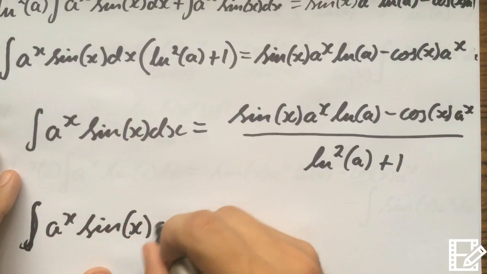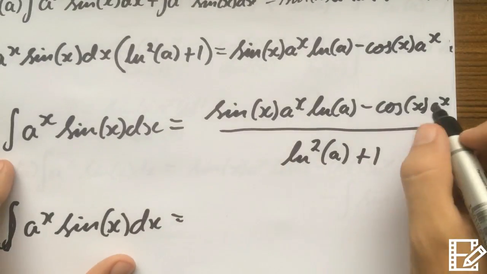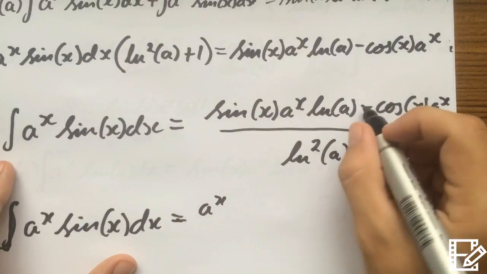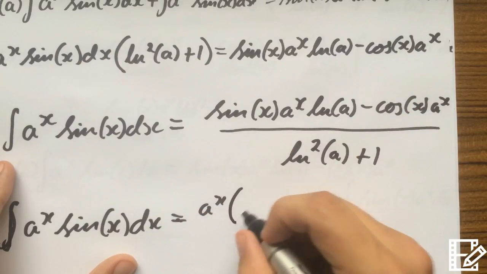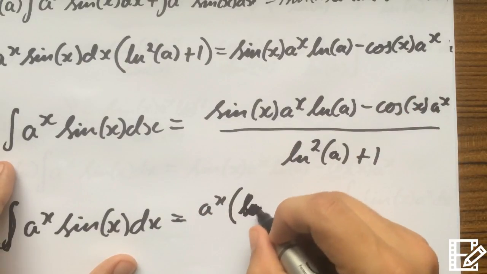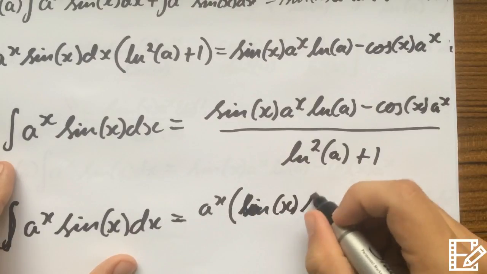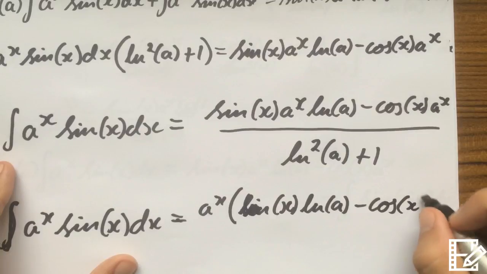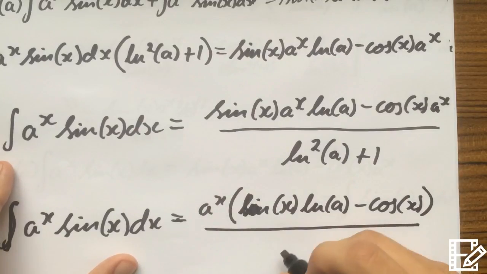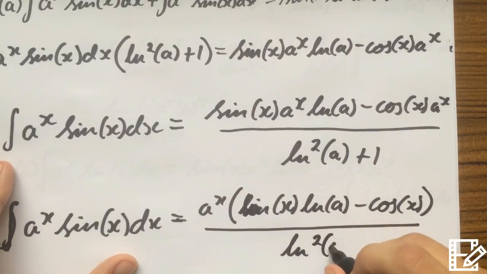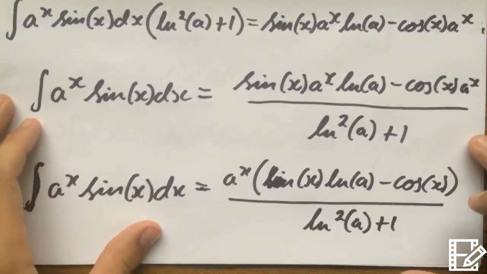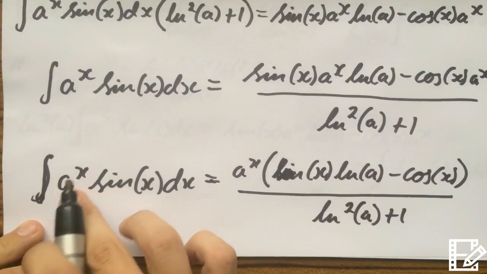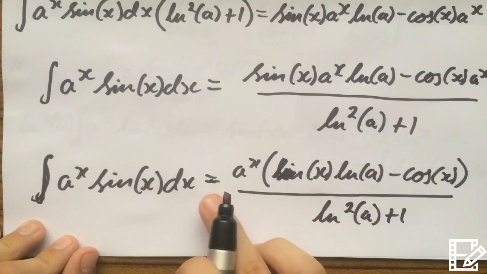Now you could go a step further, don't hate me, but this is maths, it should be fun. So we're going to factor out the a to the x because we have an a to the x on either side of the subtraction. Sine x ln of a minus cos of x all over ln squared of a plus 1. And there you go. The integral of a to the power of x sine x is this.